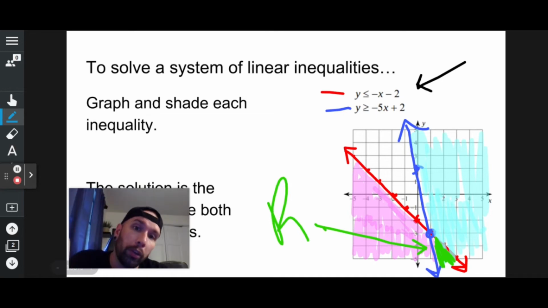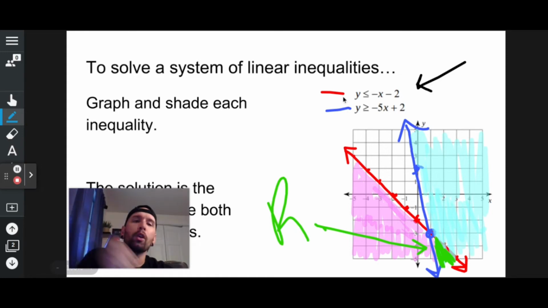It works for both. Now, if you're thinking, what about the part that's only blue or the part that's only purple? Well, the part that's only blue only works for my blue line. The part that's only purple would only work for the red line.